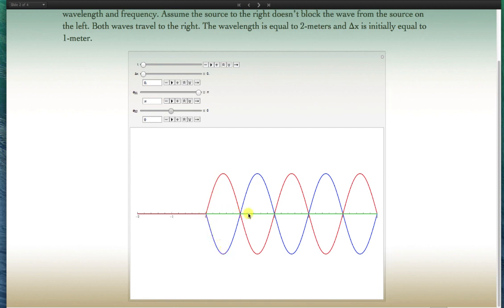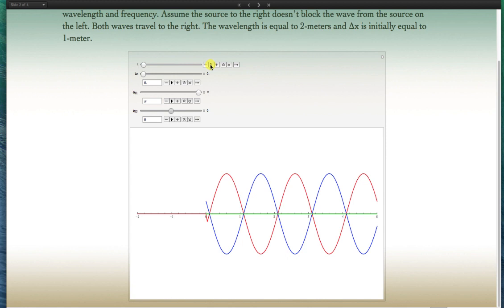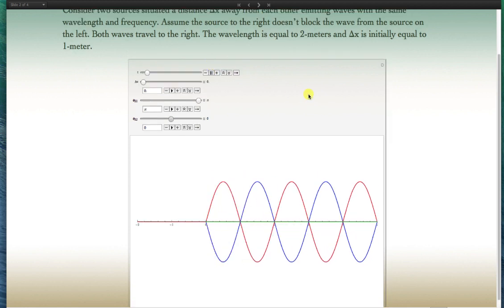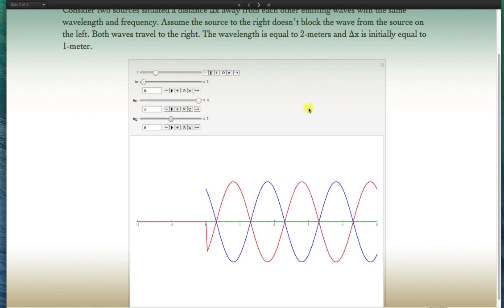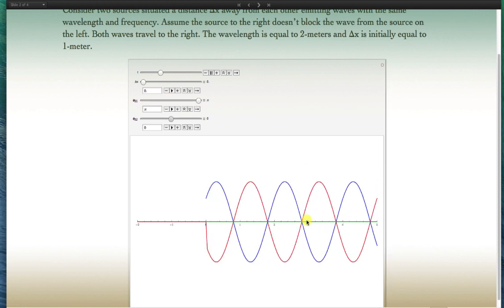And so as these waves travel, they're always going to be lined up in such a way that a maximum of one is on top of a minimum of the other, and vice versa. And for any moment in time and any position on the x-axis, you're going to have complete cancellation of those waves. If I play this now, the waves move to the right, and the green graph is always flat. It's perfectly flat. So there's total destructive interference for every point on the x-axis as time goes on.